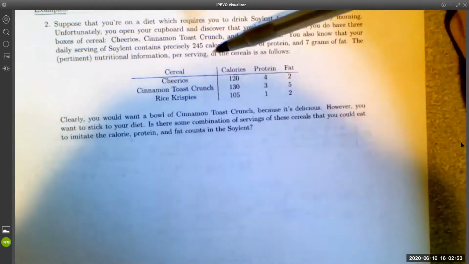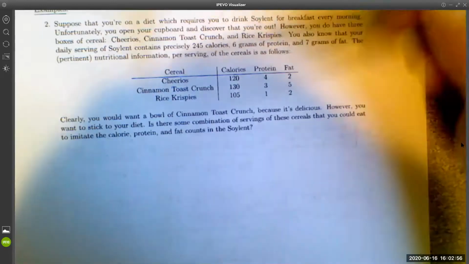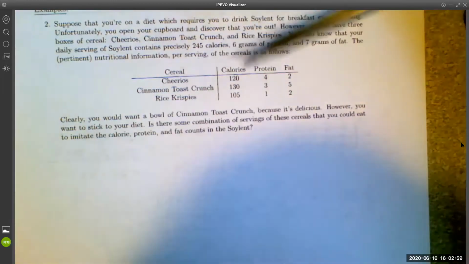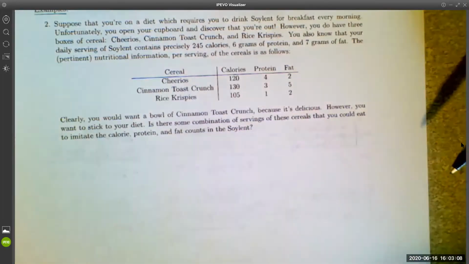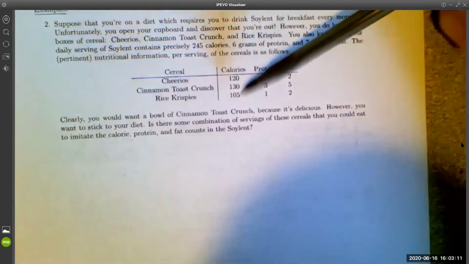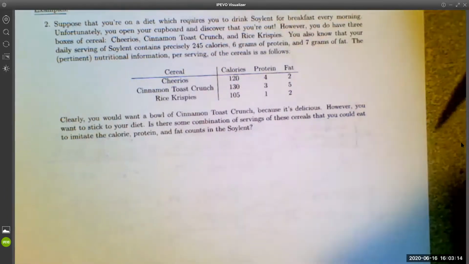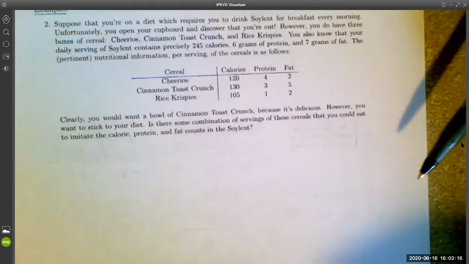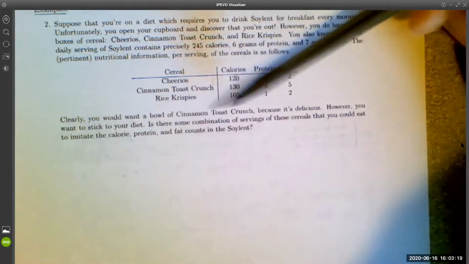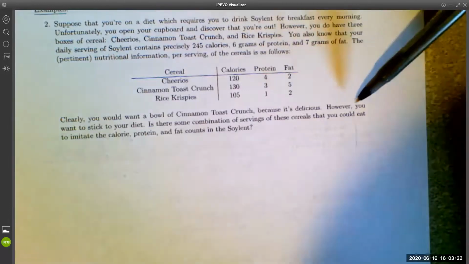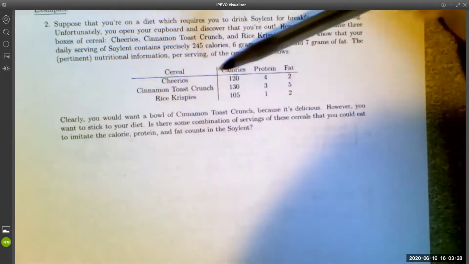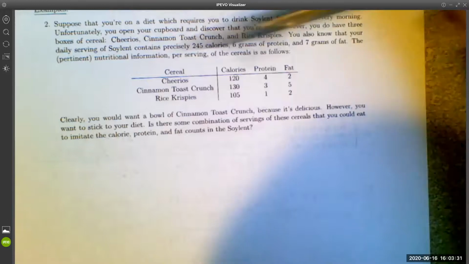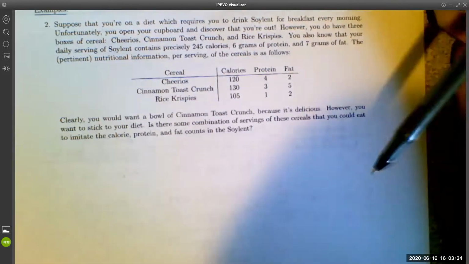The pertinent nutritional information per serving of the cereals is as follows. So 1 serving of Cheerios is going to have 120 calories with 4 grams of protein and 2 grams of fat, and so forth for Cinnamon Toast Crunch and Rice Krispies. Clearly, you would want a bowl of Cinnamon Toast Crunch because it's delicious. That's my own personal bias seeping into the math, right? But Cinnamon Toast Crunch is very tasty. However, you want to stick to your diet, right? So the question is, is there some kind of combination of the servings of these cereals that you could eat to imitate the calorie, protein, and fat counts in the Soylent?